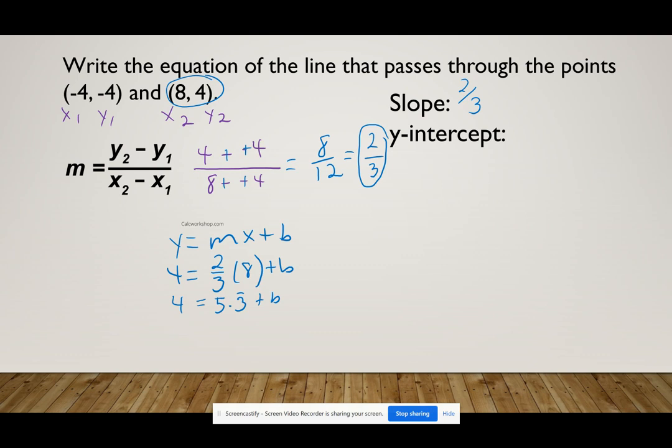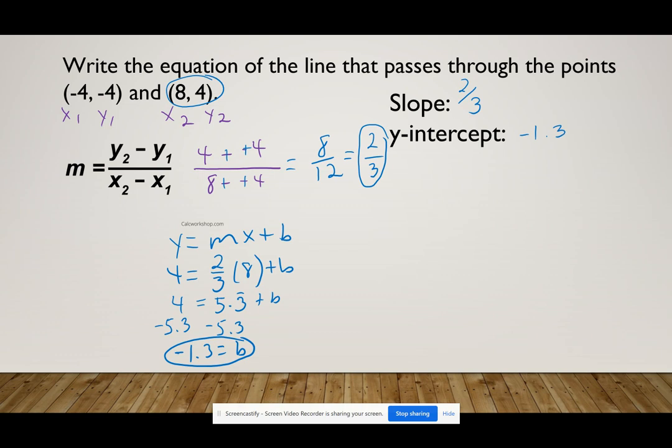All right, I want to get b by itself, so I need to subtract my 5.3 repeating from both sides. So if I have 4 minus 5.3, I get negative 1.3 for my b. Okay, if you want to keep it as an improper fraction, you can, but I know my y-intercept in this case is negative 1.3. And then we can just round it from there.